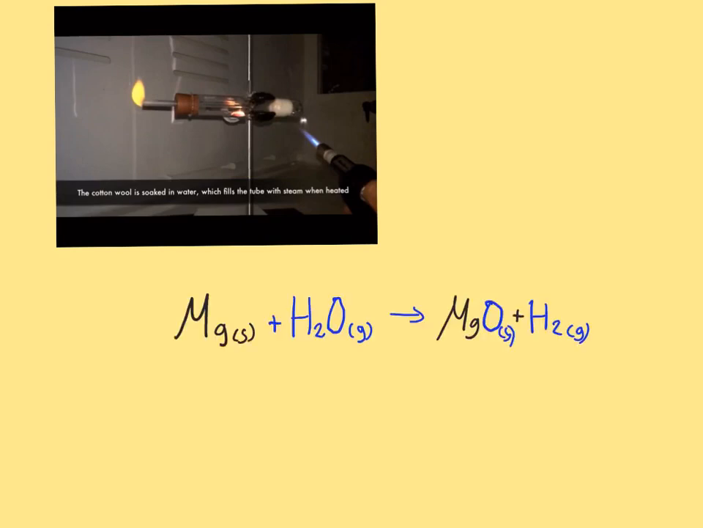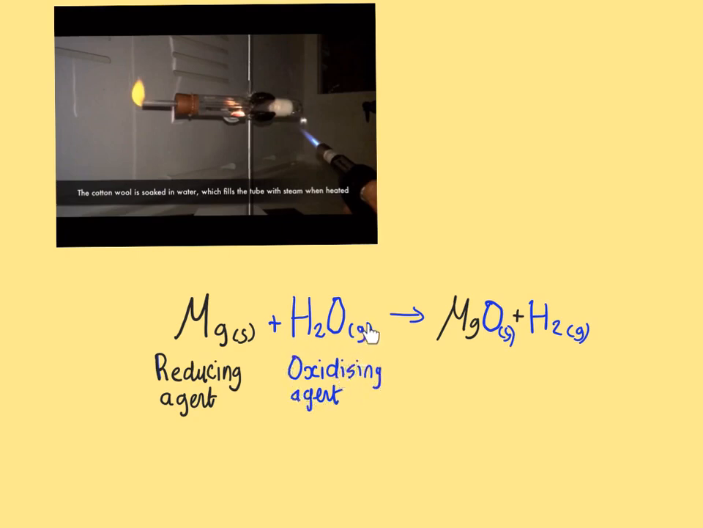The magnesium in the reaction took the oxygen away from the water. So we can say that the magnesium is the reducing agent. That's the species or the agent that's taking away the oxygen. Steam, on the other hand, is what is providing the magnesium with its oxygen. So the steam in this case, or the water, is the oxidizing agent.